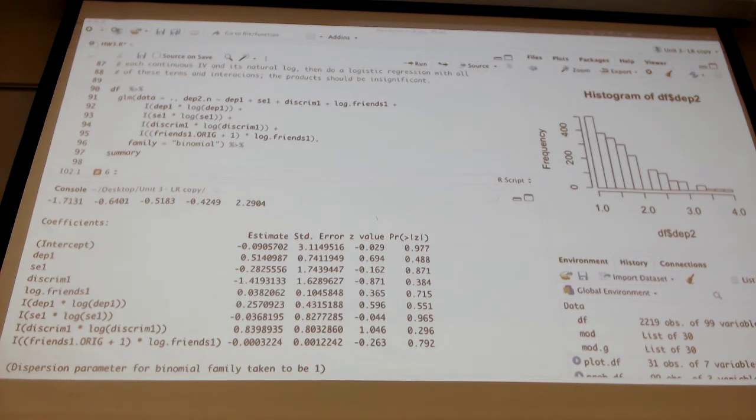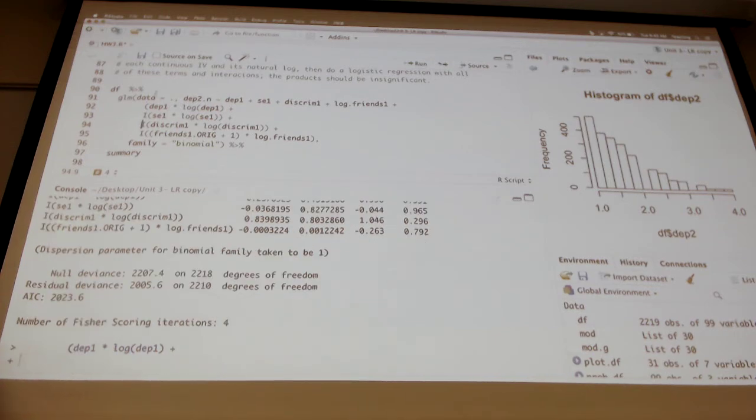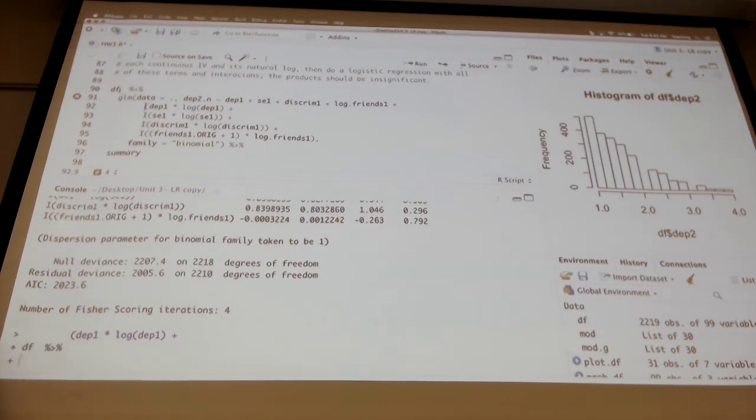Okay, so that's why we made that long equation that we made. And the I's in there were an R thing, because if you had just written dep1 plus SE1 plus discrim1 plus friends1 plus dep1 times log of dep1, it would have interpreted that as, let me take the main effect of the log, the main effect of dep1, and their interaction. And we didn't want that. We wanted it to mathematically just multiply those two things so that we have this. Okay. That's why we had the I function.